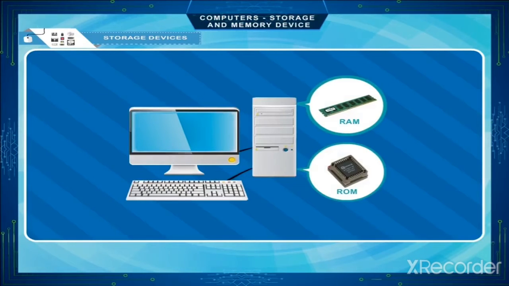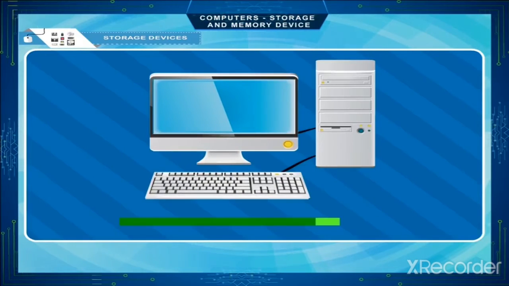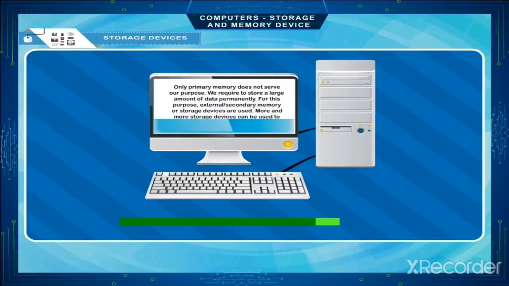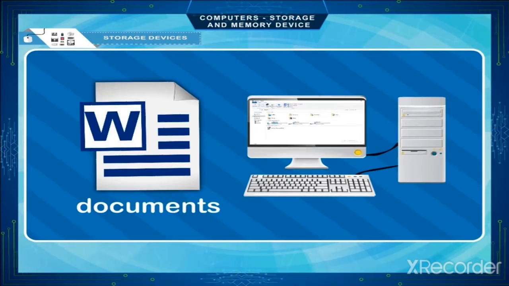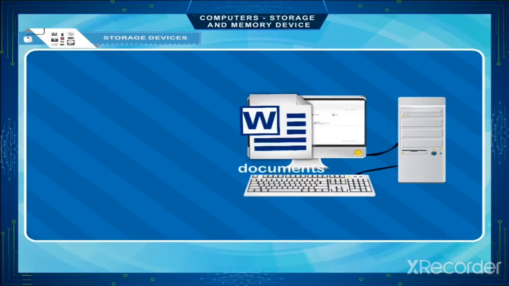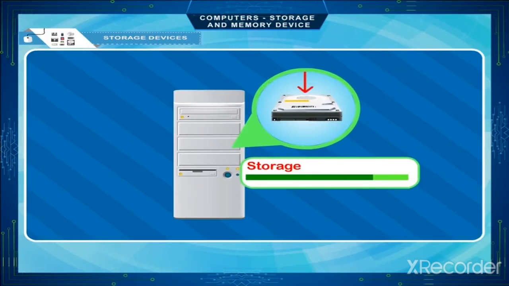Primary memory is small in size but faster than secondary memory. When we work on our computer, the work is saved on primary memory, and when we give the save command to save our file with a name, only then is the file saved on the secondary memory.